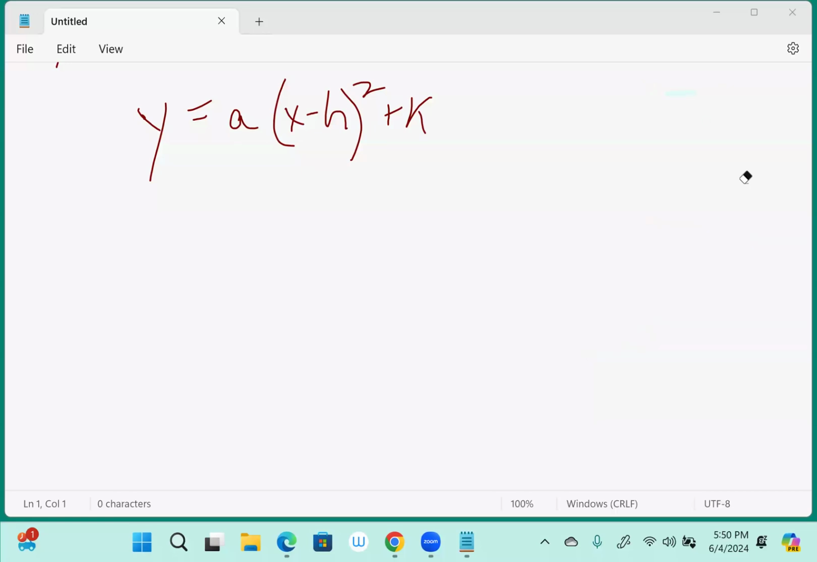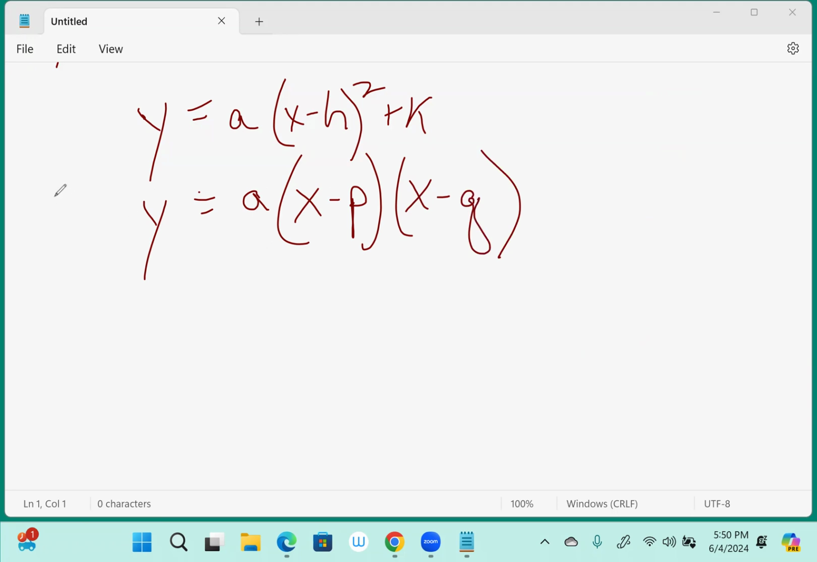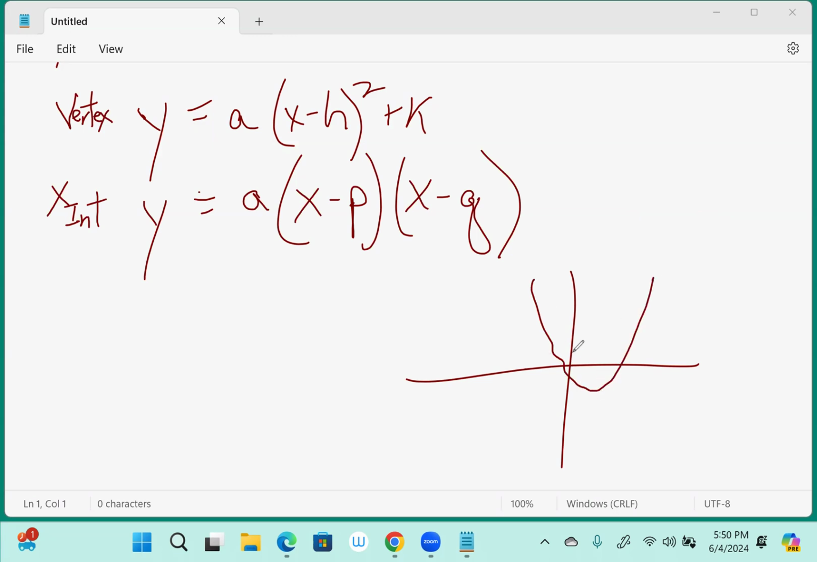There are a couple of other formats that are also quite useful. Another one is this one. This is called x-intercept format. This one's vertex. And in x-intercept format, P and Q are the intercepts. So P is that one, Q is that one.